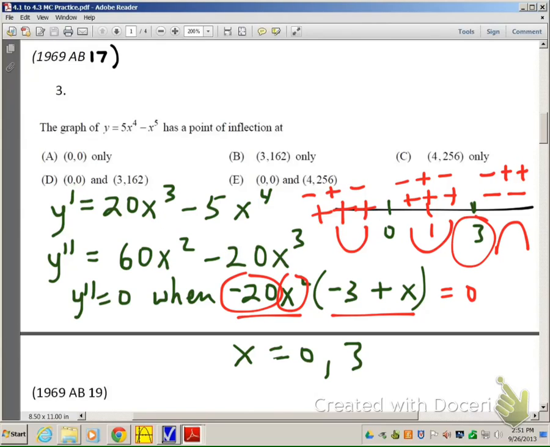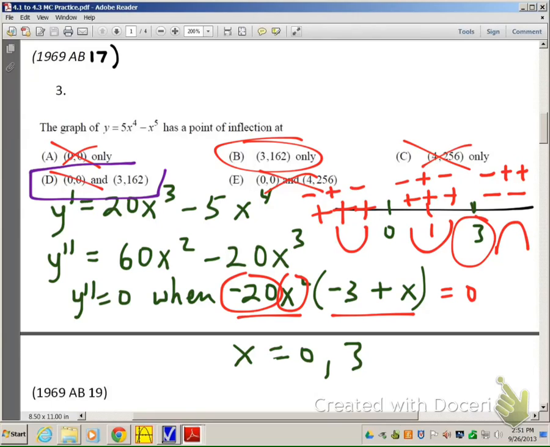Therefore, we only have one inflection point, and looking at these y values, we only have one x value of 3, so the only possible option would be B. I don't need to plug 3 in. I'm confident that when x is equal to 3, y is equal to 162. It's the only option, but many of you may have picked D, but D is no good because 0 is not in fact an inflection point, since we don't have a change in concavity there at x equals 0.